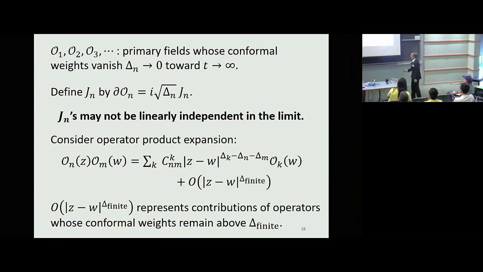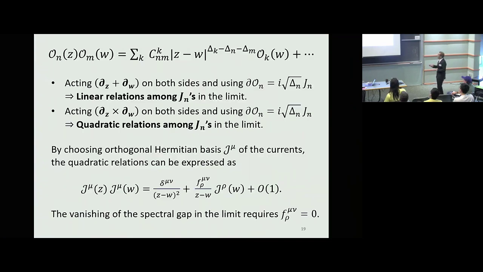Okay. So then you see that you can actually separate the contributions of these two kinds of operators in the limit, because all the operators whose conformal dimension is greater than delta finite can be bounded in this way. So we can consider the operator product expansion within the right operators. And if you consider acting with this derivative operator and using this relation, and then take the limit when delta goes to 0, you get a linear relation among the J's.